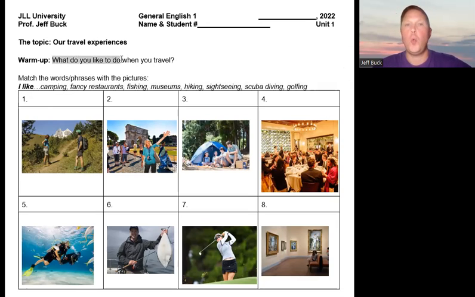I'm going to ask, what do you like to do when you travel? And you should answer in a complete sentence. I like camping, etc. So number one, what do you like to do when you travel? I like hiking. Number two, what do you like to do when you travel? I like sightseeing. Number three, what do you like to do when you travel? I like camping.